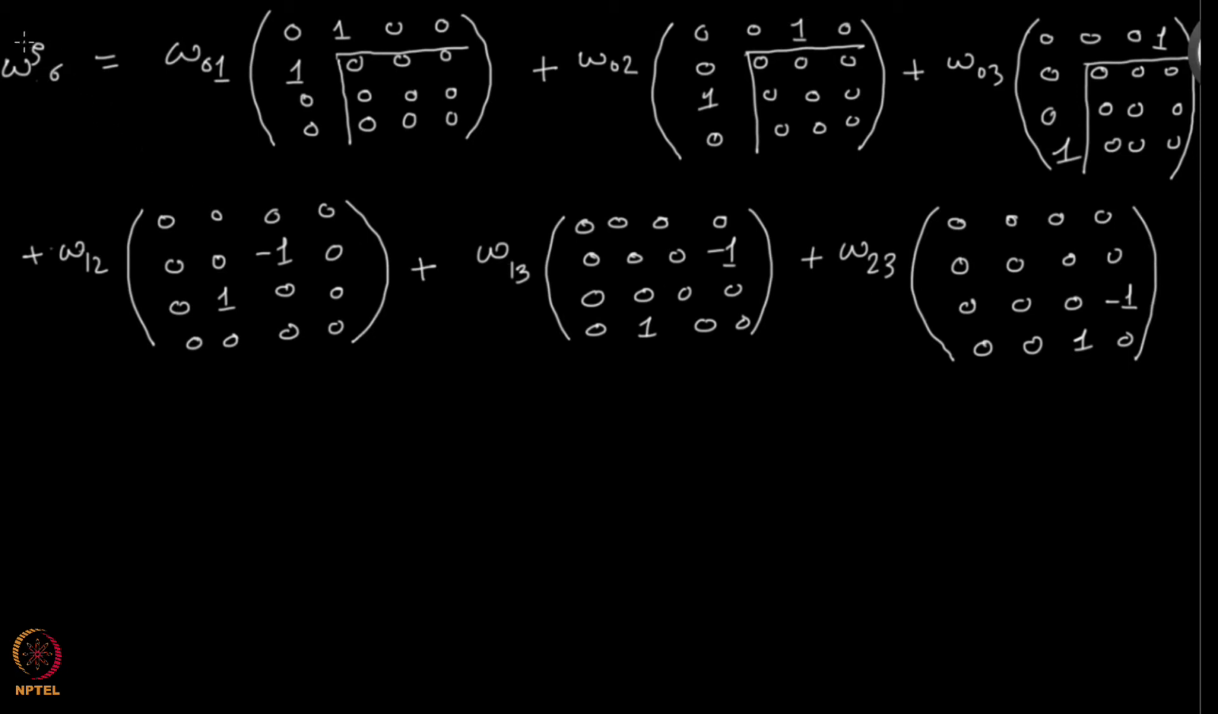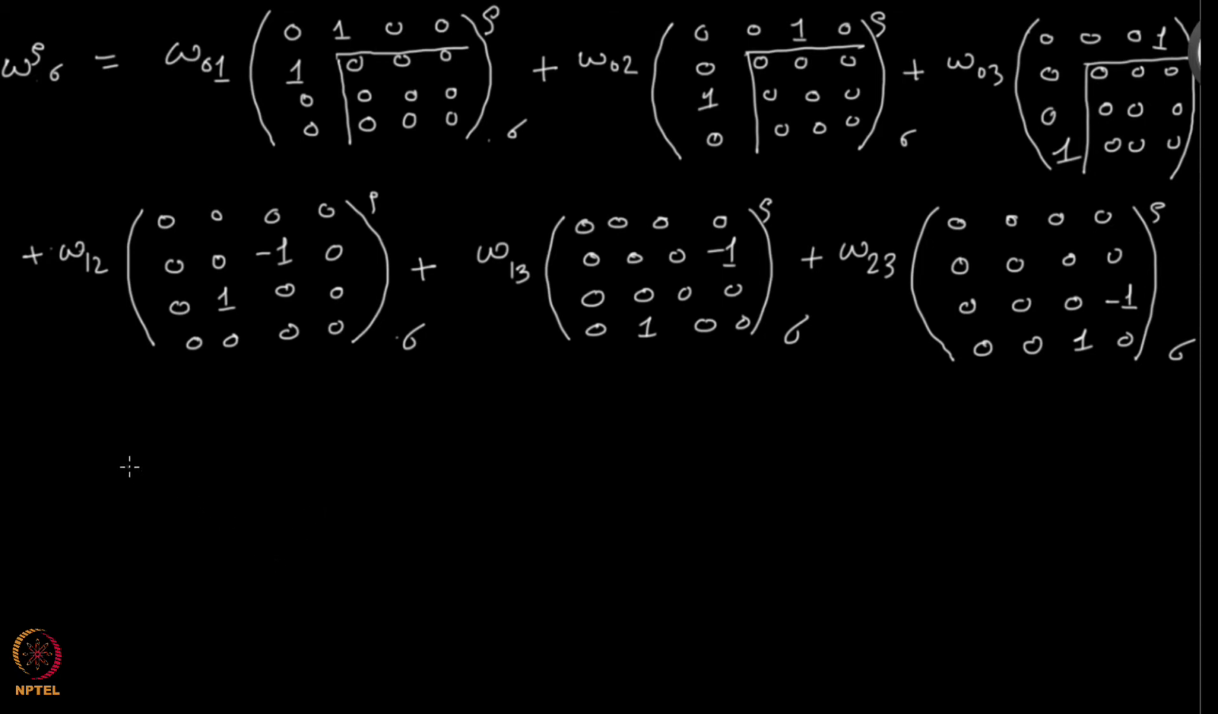So if you have to find the omega rho sigma element, then I should be taking the rho sigma element of these matrices. That's what we should be doing. So rho will be the first index, which will be the row index, and sigma will be the second index, which will be the column index.